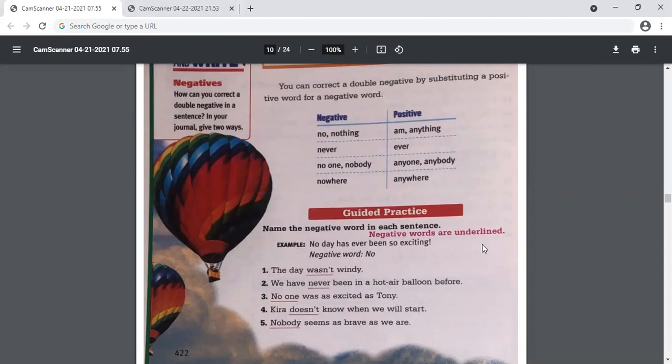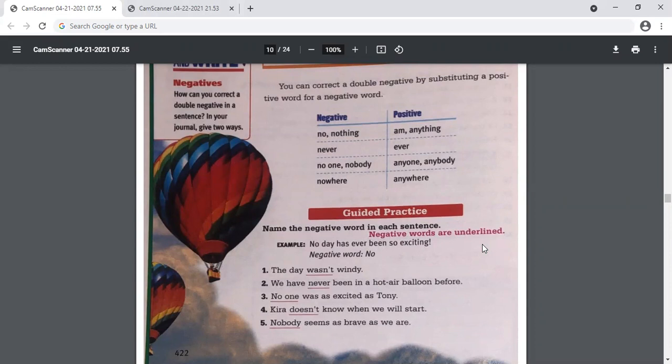No day has ever been so exciting. So here the negative word is no. So this one was very easy. Number 1, the day wasn't windy. Here our negative word is wasn't, because wasn't is the contraction for was not. Okay, so this means no. So wasn't here is the negative.